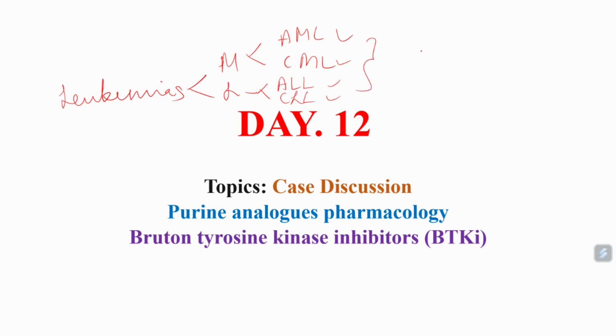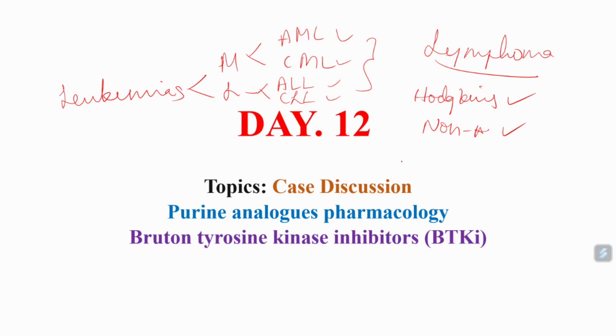And along with this, we have discussed lymphoma. In lymphoma, we have two types. One is Hodgkin's lymphoma, and one is non-Hodgkin's. You can pronounce anything. Okay. Hodgkin's lymphoma and non-Hodgkin's lymphoma. These concepts we have all discussed in previous classes.